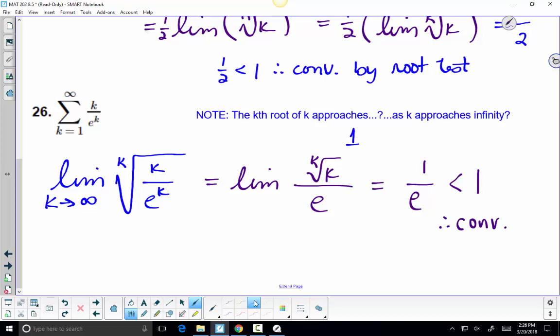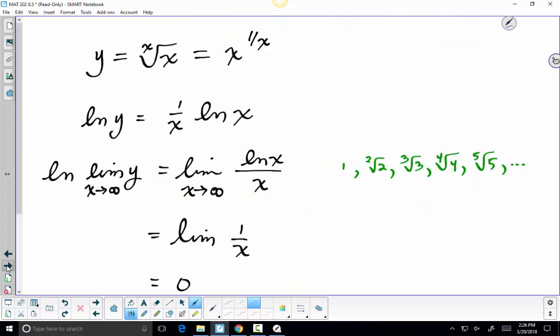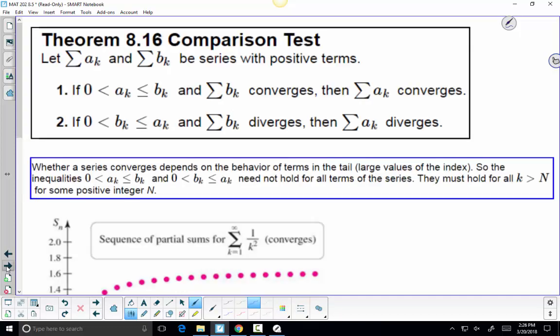That's great. So I'm really trying to emphasize root, ratio, and GS, all the same: less than 1, convergence. Gotta get that down. Root, ratio, and the GS. The giant slalom. Less than 1, converge. The GS.